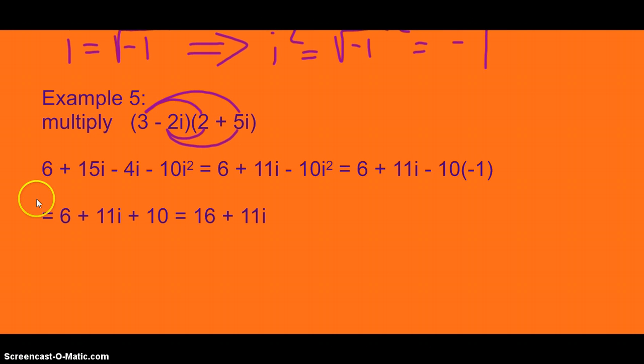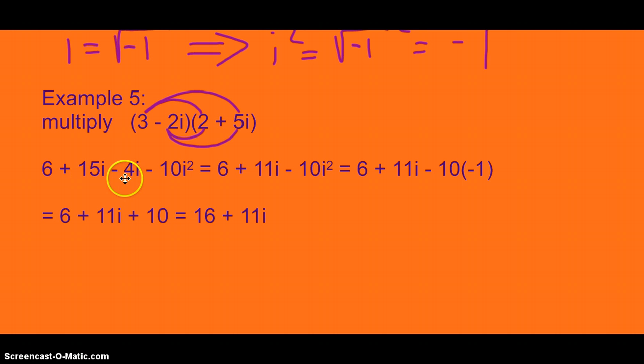If you look, we did the 3 times 2, which is 6, 3 times 5i, which is 15i. We did -2i times 2, which is -4i, and -2i times 5i, which is -10i squared. So that's just the FOILing, the multiplying out that we've done before. Now I'm going to go ahead and combine my like terms in the middle.